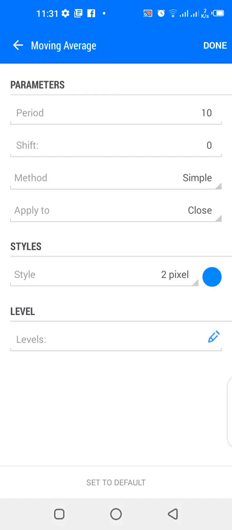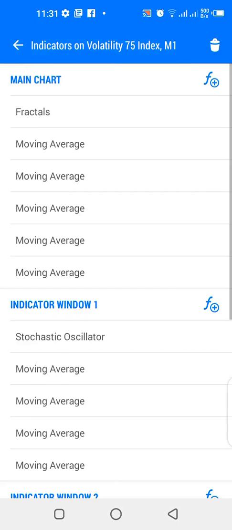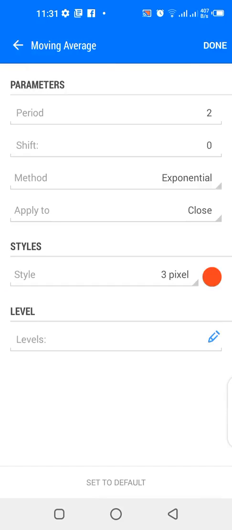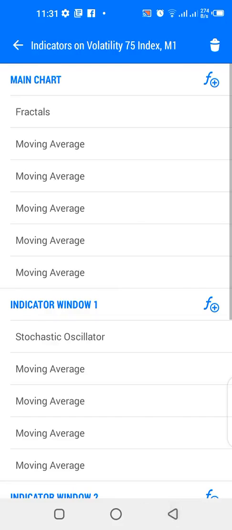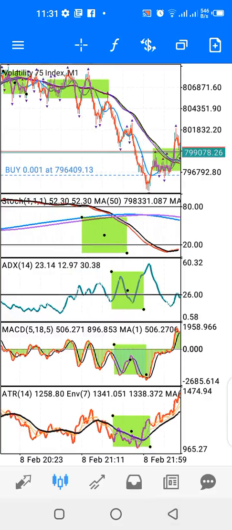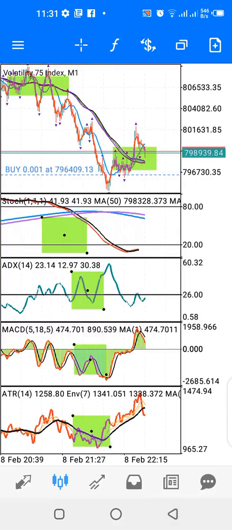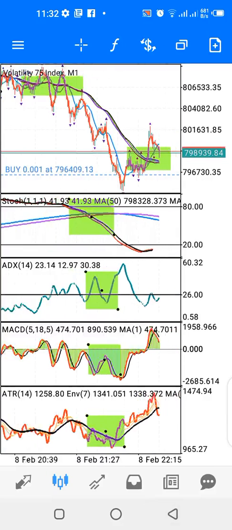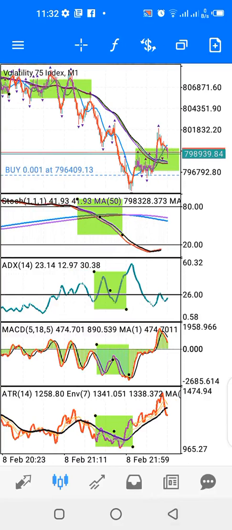This is the blue line, 10 period, simple, apply to close, color is blue. And finally the red line, 2 period, method is exponential, apply to close. Okay, let's go to indicator window 1. Indicator window 1.